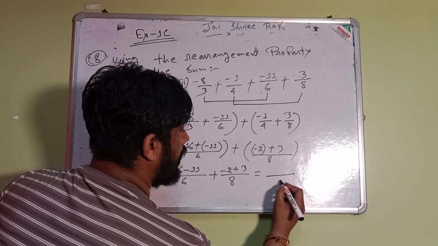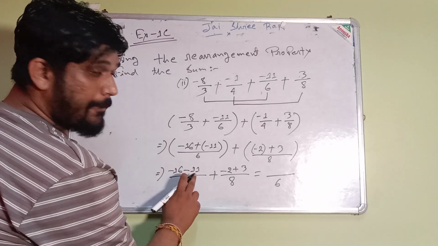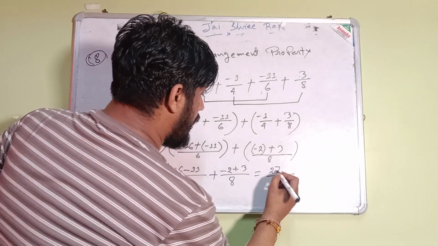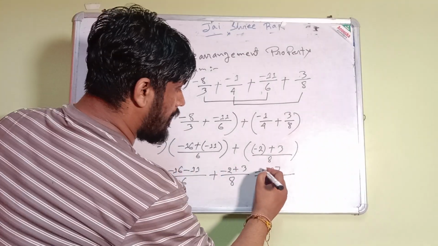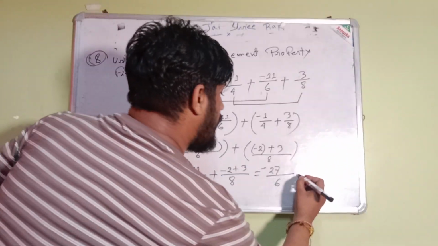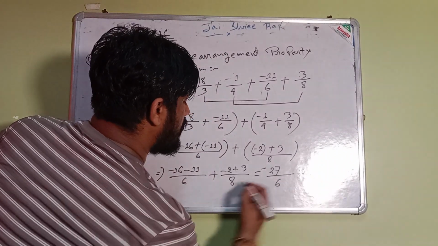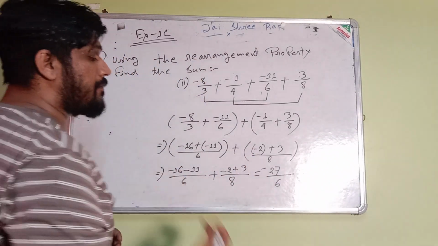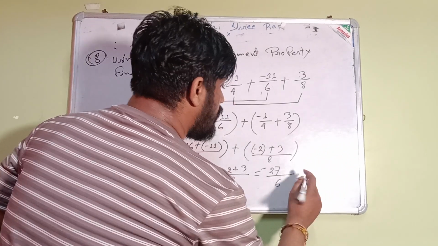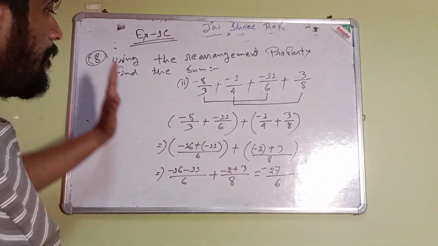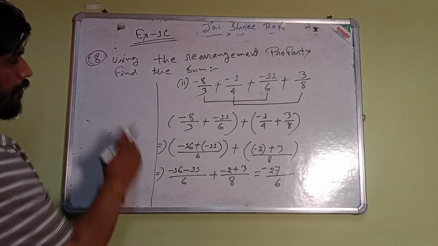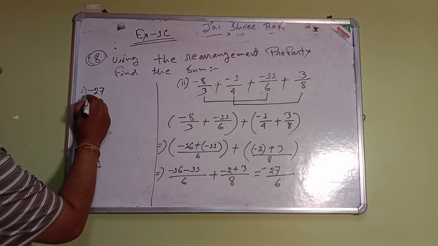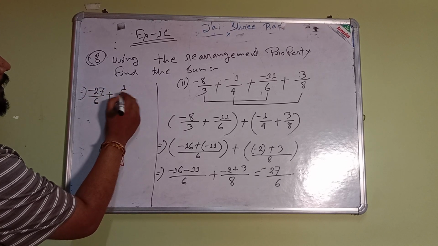What about the next part? I am writing here. The lower one is 6, and the upper ones have the same sign. For the same sign, we have to do addition. 16 and 11 will become 27, with a minus sign, so minus 27 by 6, and here the sign is plus. Then the next lower one is 8, minus 2 and plus 3 have different signs. For different signs, we have to do subtraction, and 3 minus 2 is 1, so plus 1. So the problem now here is minus 27 by 6 plus 1 by 8. Hope this is visible.